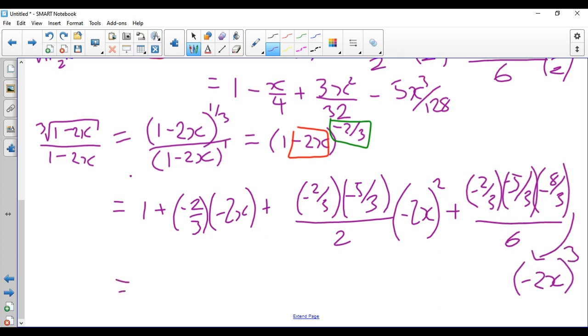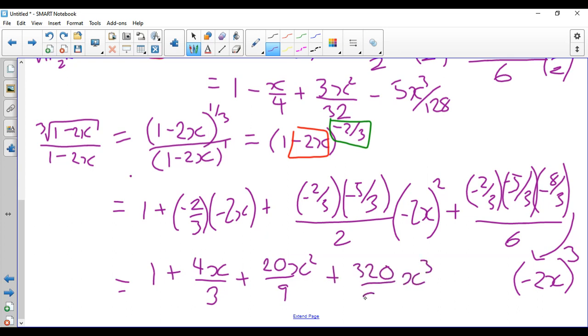So you're going to pop all that in your calculator and you are going to get 1 plus 4x over 3 plus 20x squared over 9 and 320x cubed over 81. Now, I wouldn't necessarily try and do all that in one go. I would be looking at, say, taking these 3 fractions first in my calculator. Then maybe do this part in your calculator second, and then times it by minus 2 cubed. Okay, do it in stages. If you do it in steps, you won't make mistakes. Hope that helps.